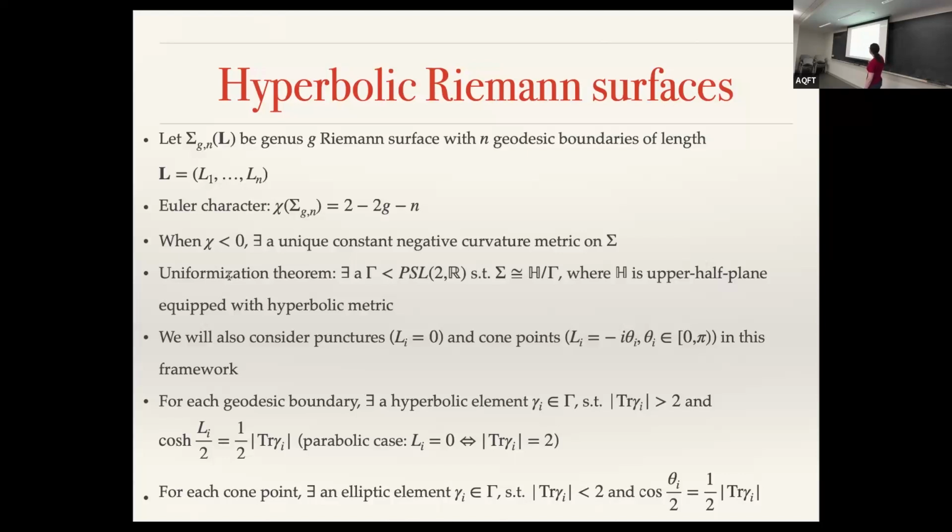It's a very well-known fact that the Euler characteristic of such a Riemann surface only depends on the genus and the number of boundaries, and it's given by the following formula. And when the Euler characteristic is negative, you can prove that there's a unique, up to rescaling by a constant, negative curvature metric on this Riemann surface. And there's something in math called uniformization, which allows you to write this Riemann surface as a quotient of the upper half plane mod a group Gamma, which is a subgroup of PSL(2,R), where this H is the upper half plane equipped with a hyperbolic metric.